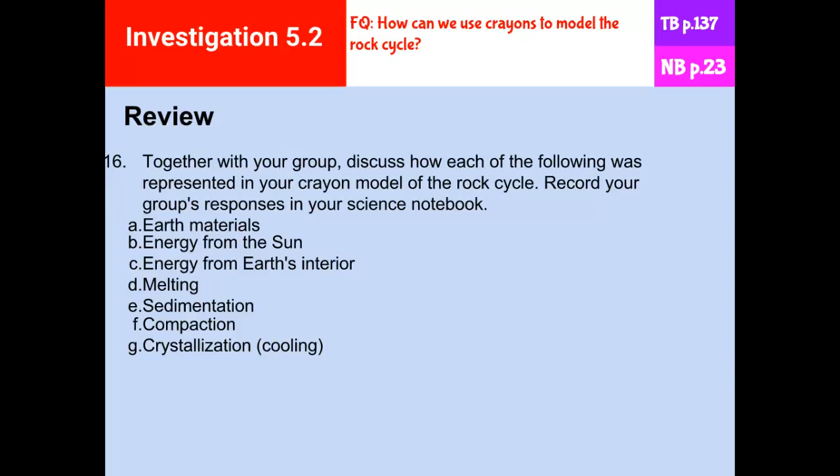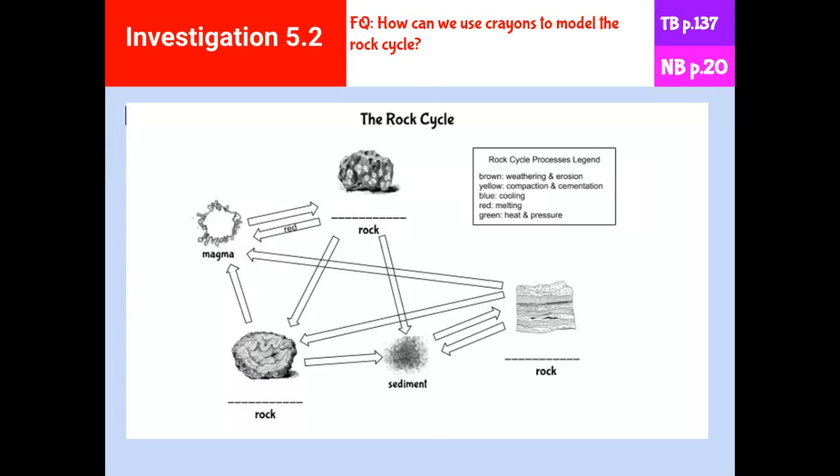Before we get to 5.3, we're going to talk about 5.2, looking back at question 16, discussing in groups what would be represented in your crayon model for all these different parts of the rock cycle. So Earth's materials will be represented by what part of the model? You're thinking about A through G and figuring out which part of yesterday's lab fits with those terms.